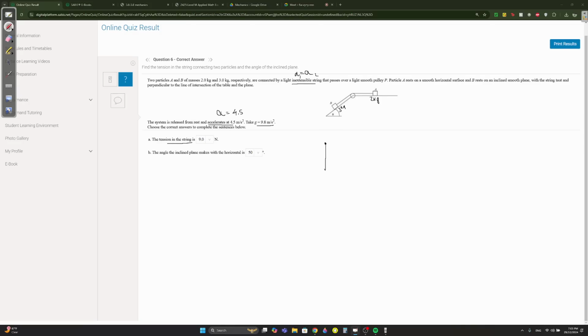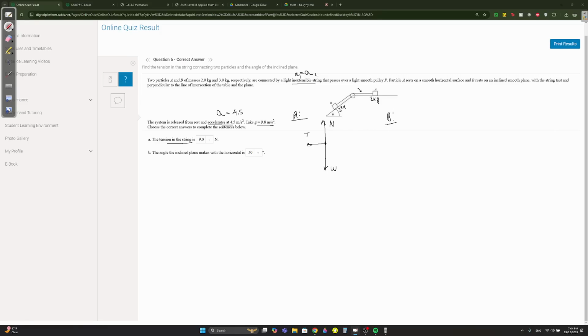Block A, always start with weight. Up, normal. Right? There's a string. So what forces are going to be? Tension. So the tension is going to pull it to the left. This is block A.